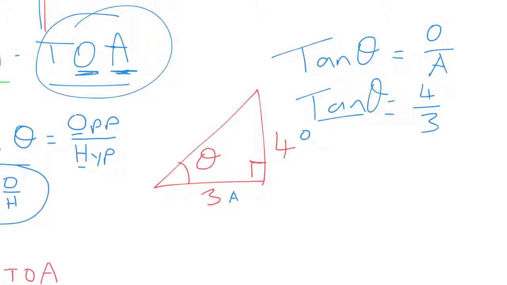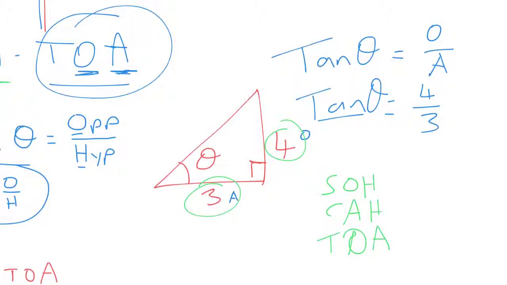Summarising really briefly again, you look at what sides you have, and then you go to your SOH CAH TOA to decide which ones they have. So each of these, this has opposite and hypotenuse, this has adjacent and hypotenuse, this has opposite and adjacent. So each of them is missing one. Sine is missing the adjacent, cos is missing the opposite, and missing the hypotenuse for tan. So you can only use each of them in a certain situation.